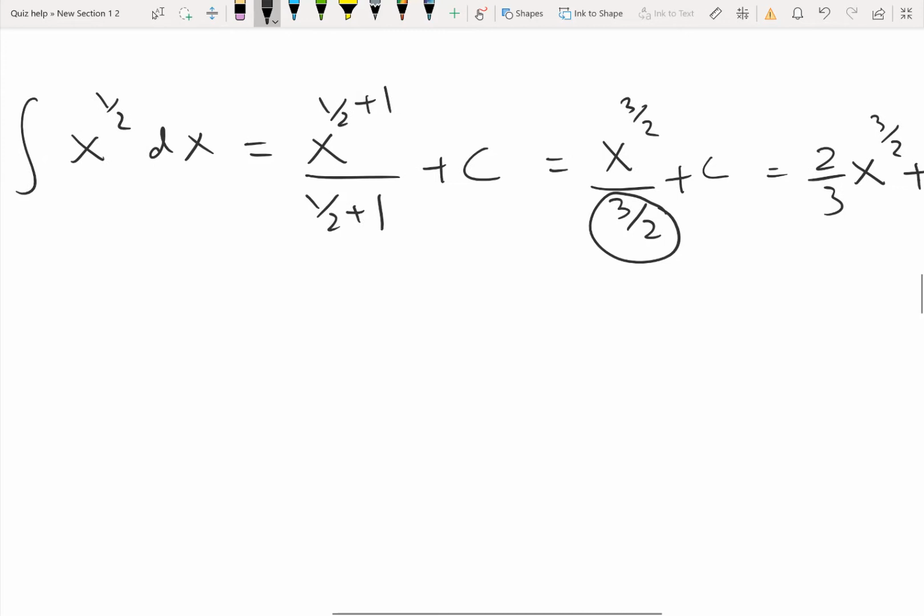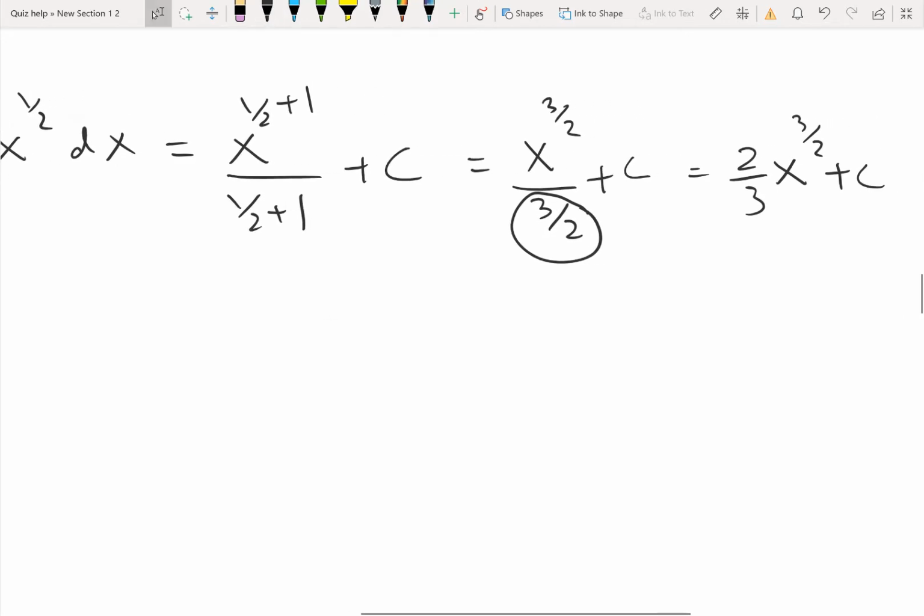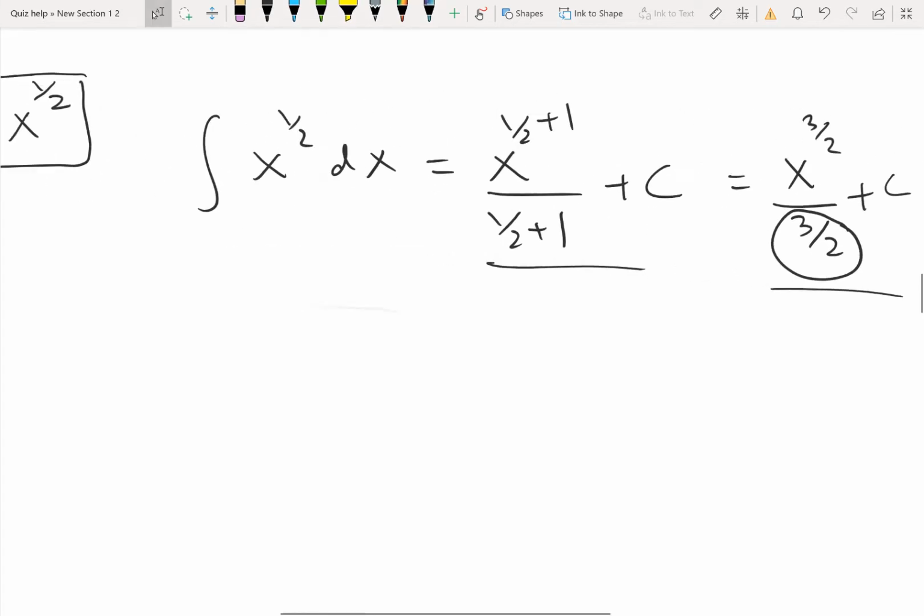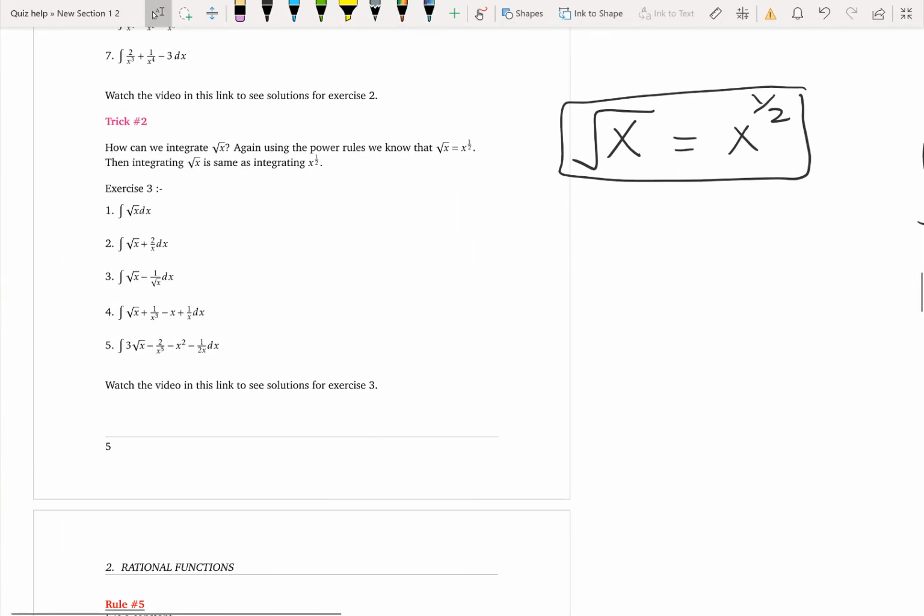Now if you want to recall this rule, how we did this step and this step, click on the link above this video and you can review it again.